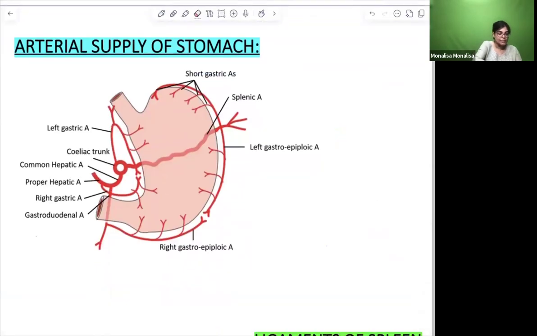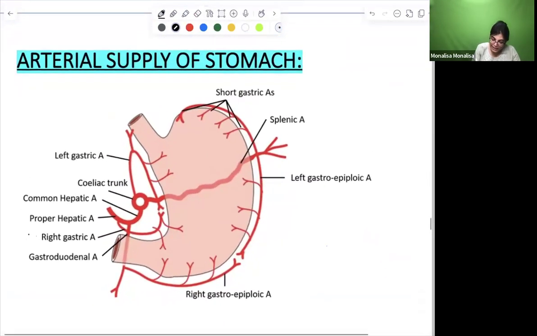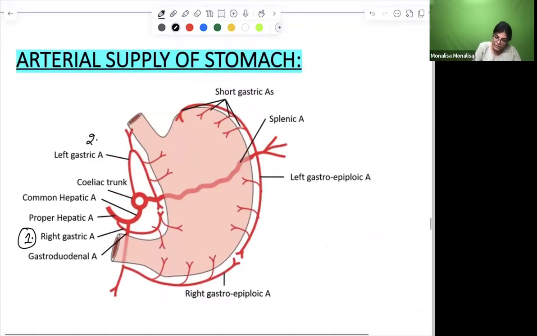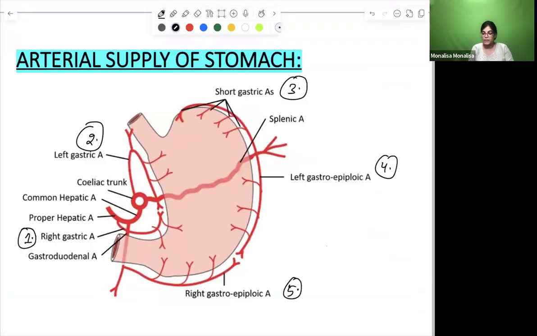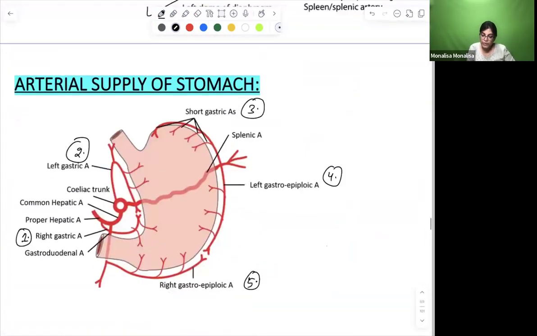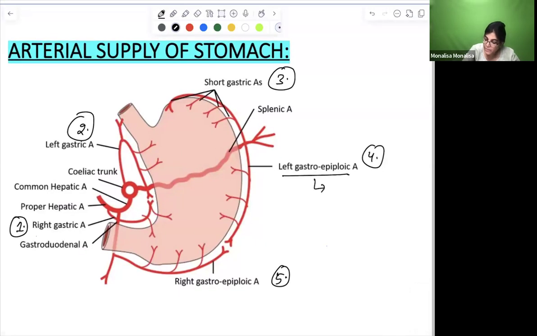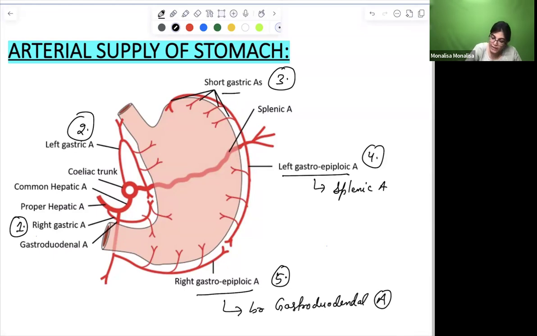When I am talking about arterial supply of the stomach, it is very important that you know the important arteries. The arterial supply is right gastric artery, left gastric artery, short gastric arteries, and right and left gastroepiploic arteries. The left gastroepiploic artery is a branch of the splenic artery. The right is a branch of the gastroduodenal artery. The short gastric artery is again a branch of the splenic artery.